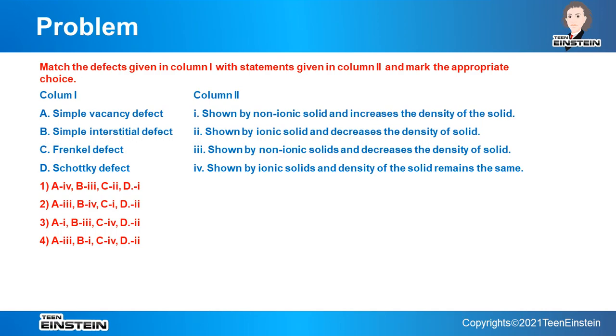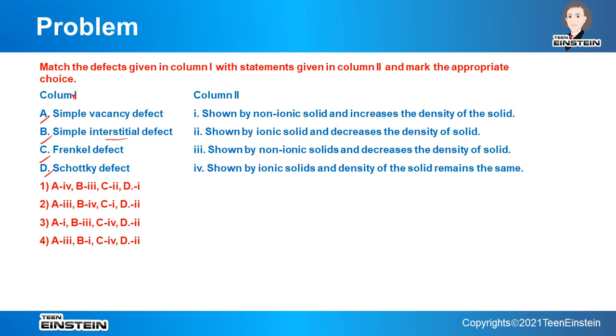So here we have a problem. Match the defects given in column 1 with statements given in column 2 and mark the appropriate choice. Here in column 1 we have A, B, C, D: simple vacancy defect, simple interstitial defect, Frenkel defect and Schottky defect. All are basically stoichiometric defects, because under stoichiometric defect we have vacancy defect, interstitial defect, Frenkel defect, Schottky defect. So all these four in column 1 are under the same category.